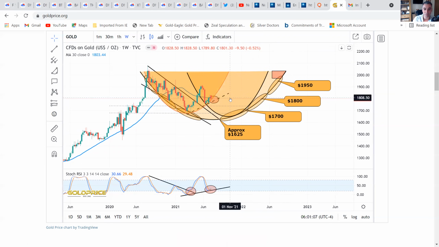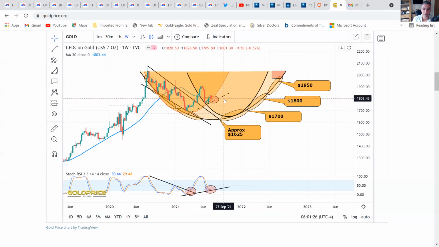So what am I saying? Well, we've actually closed below the 30-week moving average. The 30-week moving average is 1803, and the close at the end of last week was 1801. So that's a bearish sign. If we don't regain that moving average very quickly, then that would add to my concerns.